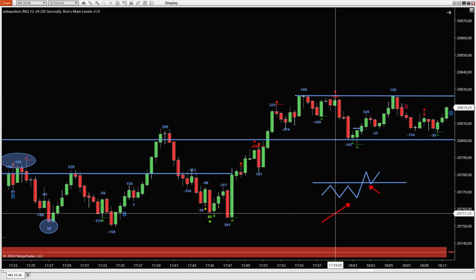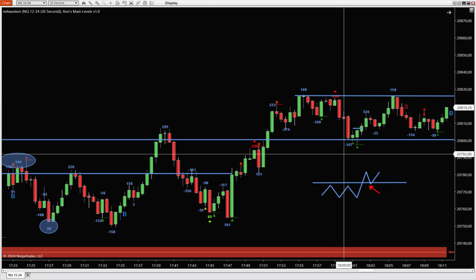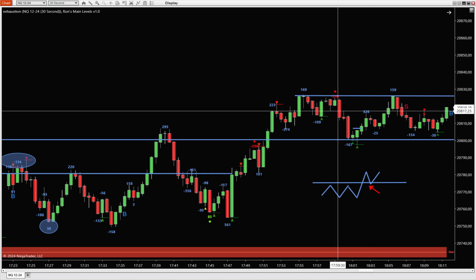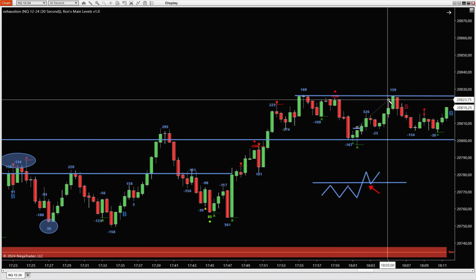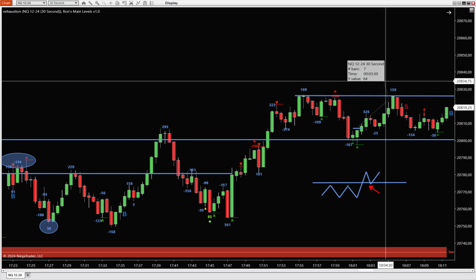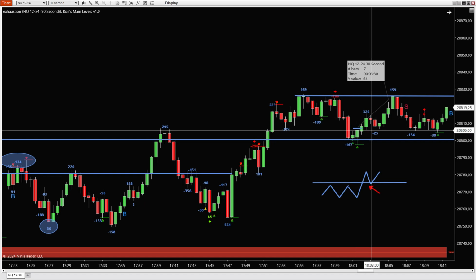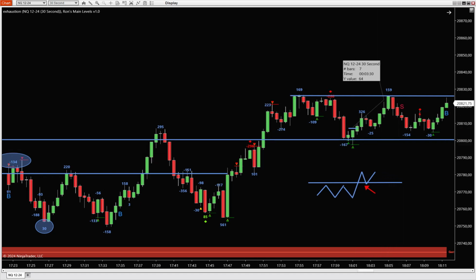And we just scalp. I don't know if this thing is going to go very high or not. I entered here. I targeted just below the highs. 64 ticks. Nothing special. One contract, 64 ticks.